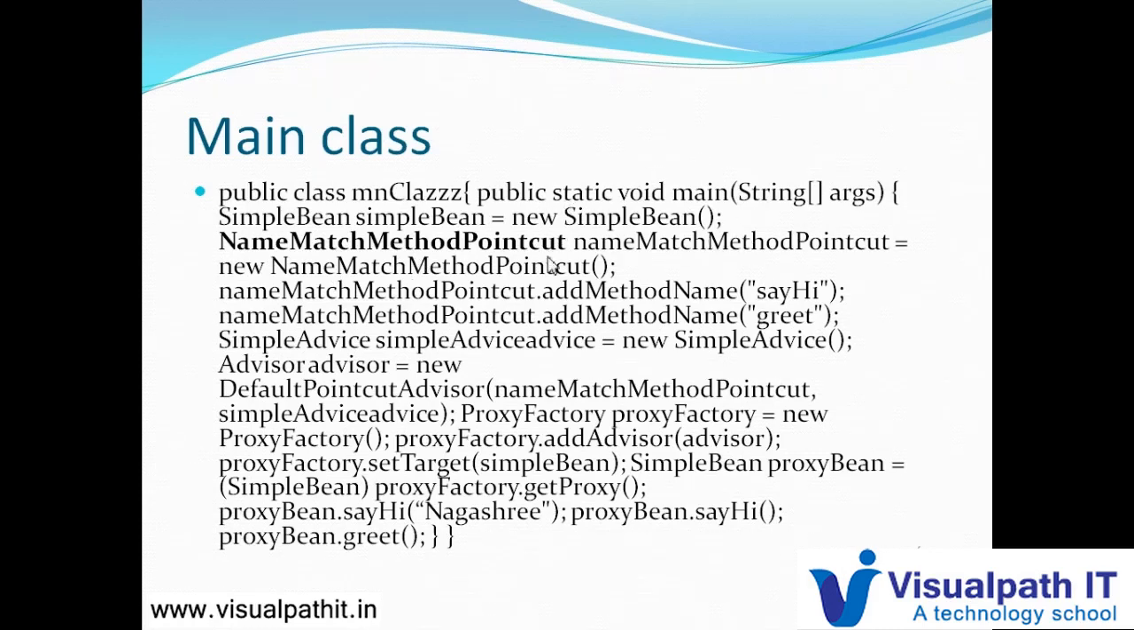We are creating a constructor out of it, and we are adding some method names like sayHi, greet, everything. All these will be displayed later once we run this program. And we are also creating a constructor for advice, advisor, everything. Later on, it says hi Nagashri, proxyBean.sayHi and greet. So this is the way we need to use the NameMatchMethodPointcut.